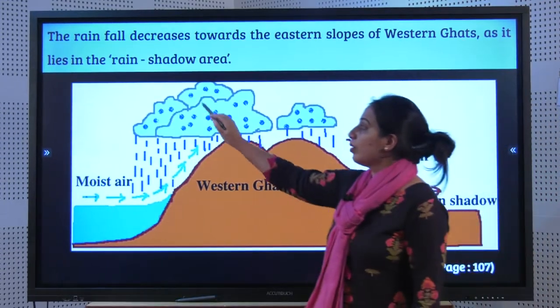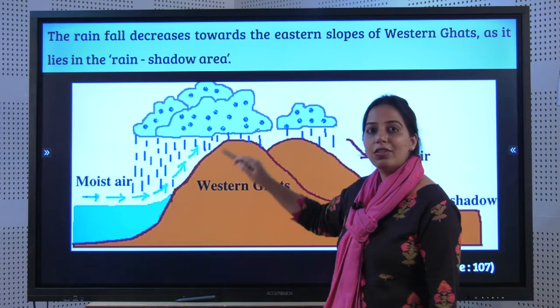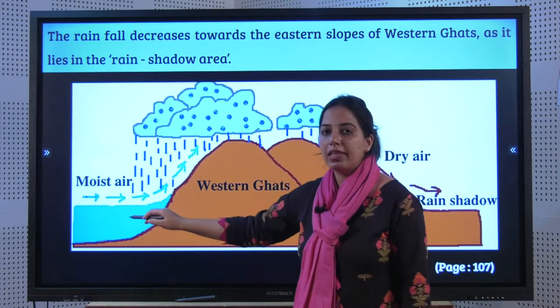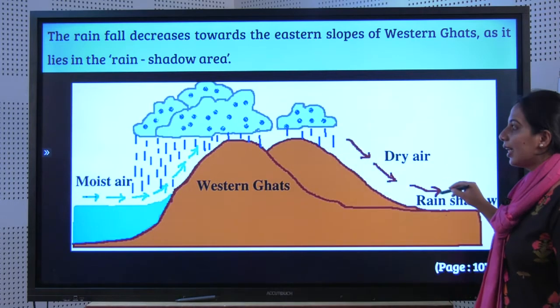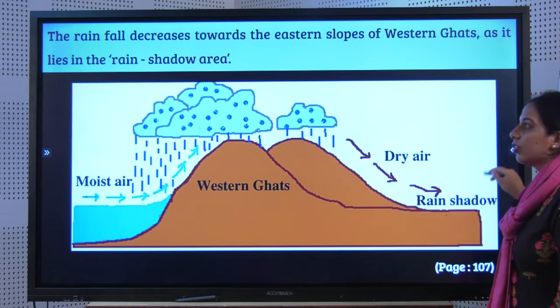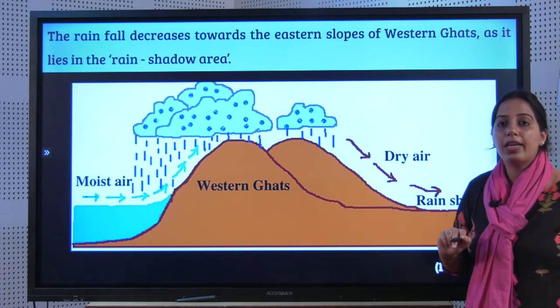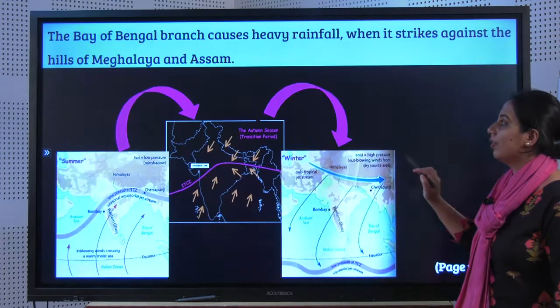So the clouds strike the hills of the Western Ghats, and they bring rainfall. By the time they cross the Western Ghats and come to the eastern side, they no longer carry moisture, and this region is called the rain shadow area, the area where no rainfall is received.